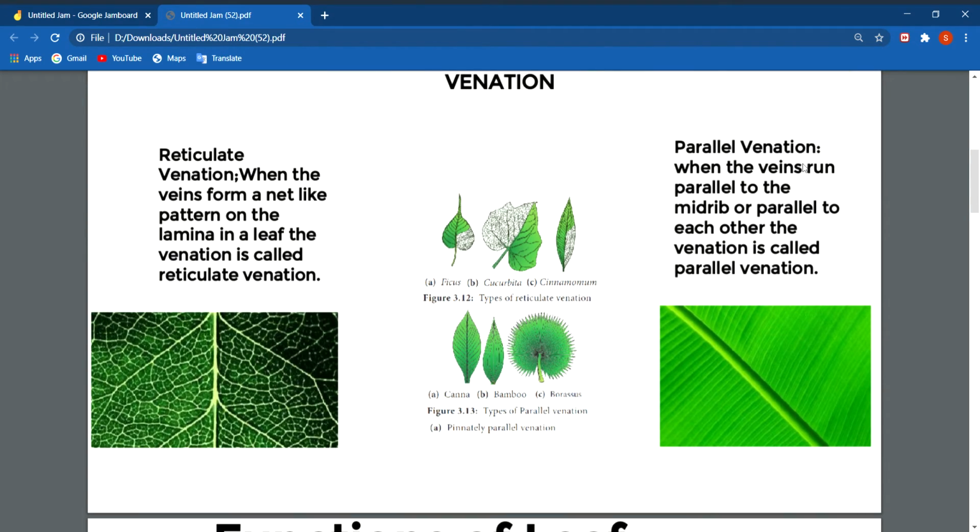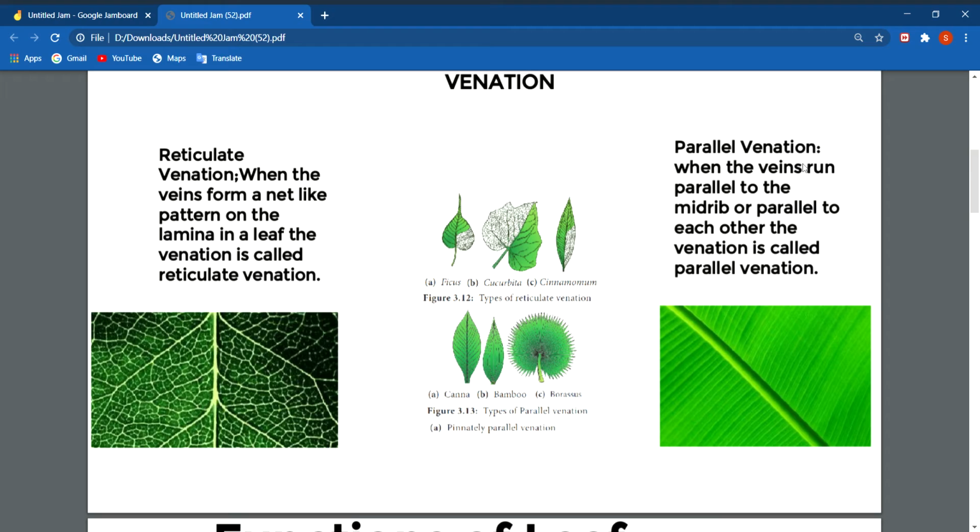Now the arrangement of veins in different leaves is different. The arrangement of veins on a leaf blade is called its venation. There are two types of venation. First is reticulate venation. When the veins form a net-like pattern on the lamina in a leaf, the venation is called reticulate venation. This is commonly seen in the leaf of peepal, china rose, mustard, cabbage, lemon, neem.